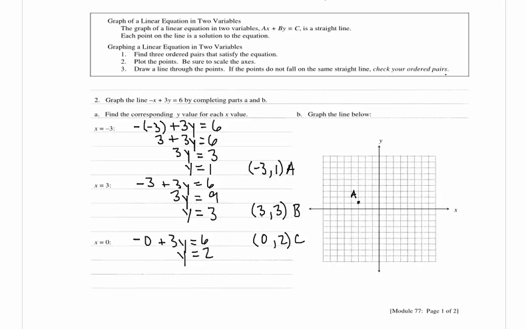For point B, we're going to go 3 units right and 3 units up. So we have 1, 2, 3, and 1, 2, 3. We have point B. And for point C, we have 0, 2. So 0 units right or left, and up 2, 1, 2, and plot our point. And now we're going to connect them with a straight line. And we put arrows at the end of the lines just to show that the line continues in each direction.